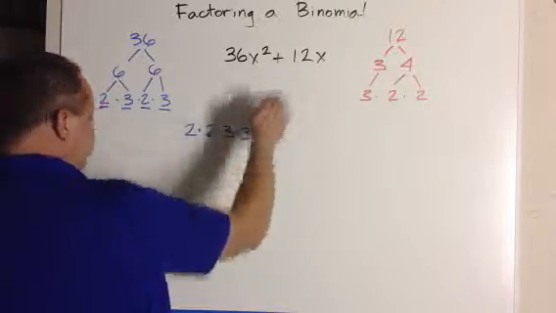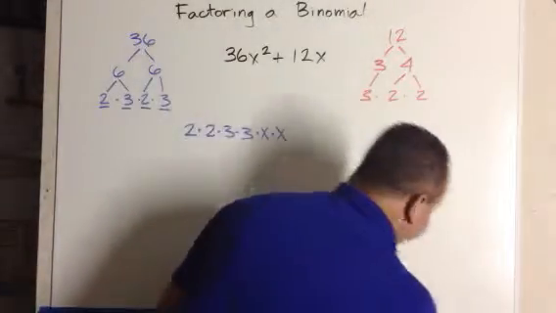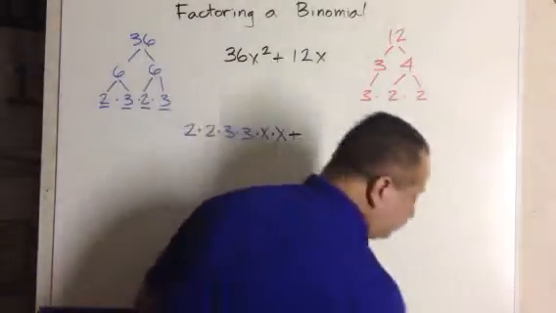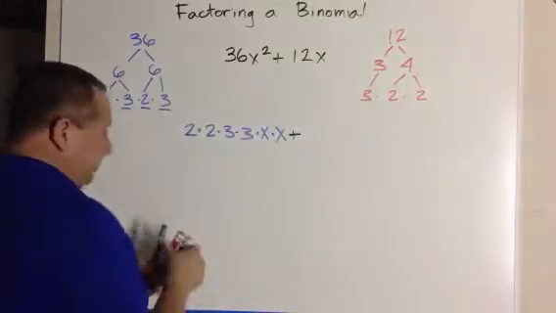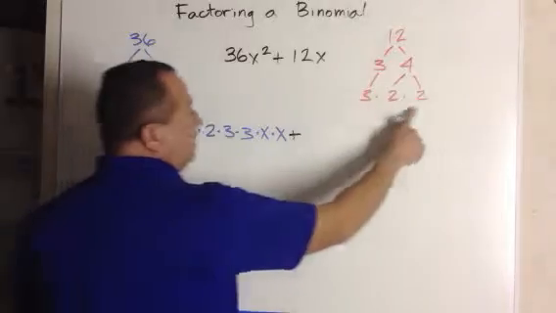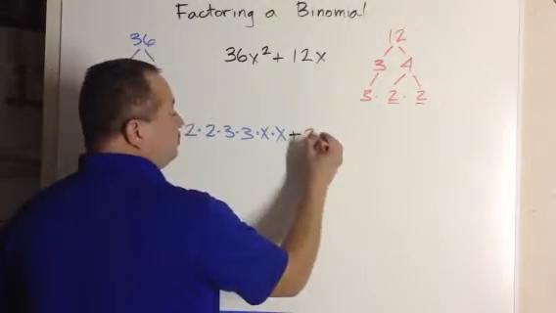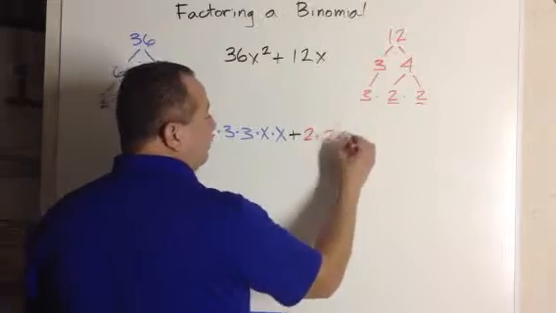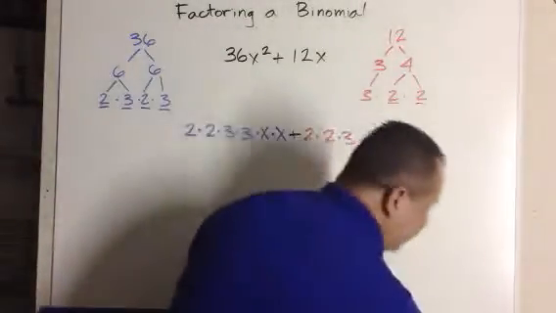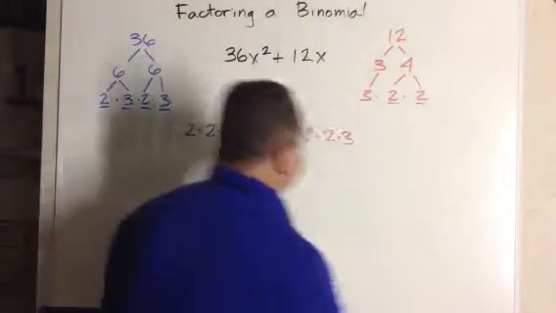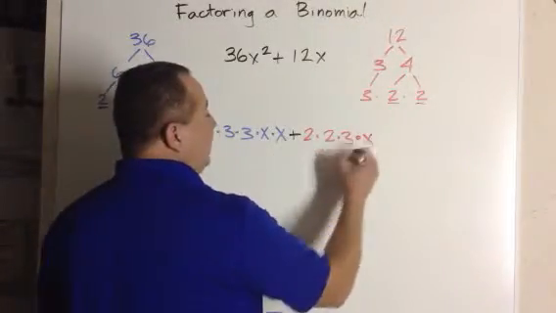Now it's time to factor the right term. So I'm going to put a plus here. Now I'm going to factor the right side. The factors of 12 are right here. Again, I'm going to put first the 2's. So it'll be 2 times 2 times 3. And then how many x's do we have here? We have only one x, right? So I'm going to put times x.